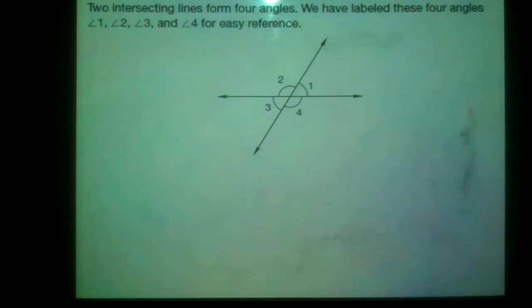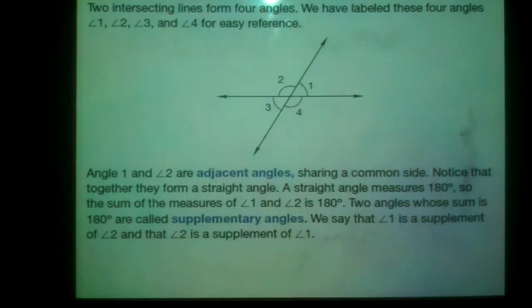Okay. Now I have a cool little diagram here. It says 2 intersecting lines form 4 angles. We have labeled these 4 angles 1, 2, 3, and 4 for easy reference. Okay. So if we look at angle 1 and angle 2, these 2 right here, they call those adjacent angles, and they share a common side. It says notice that together they form a straight angle, and a straight angle measures 180 degrees.